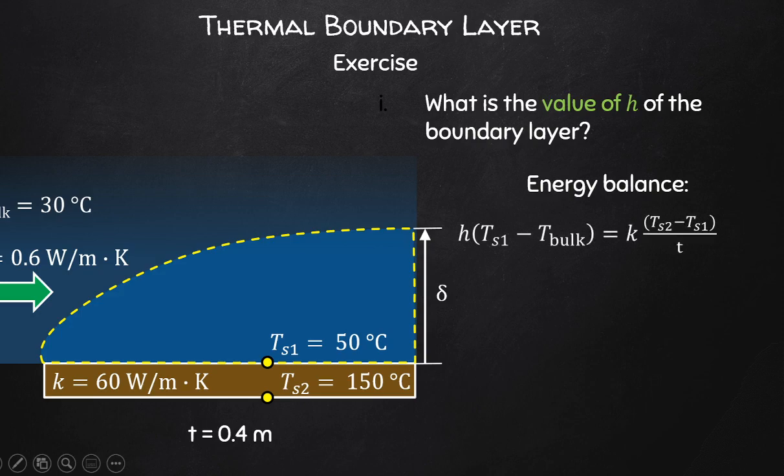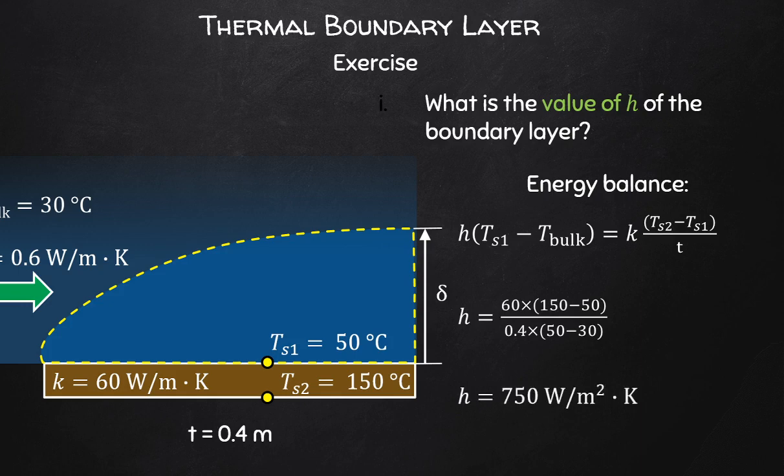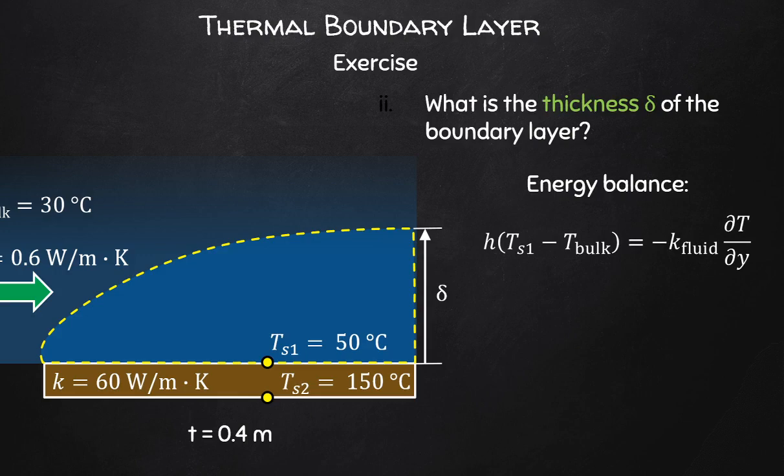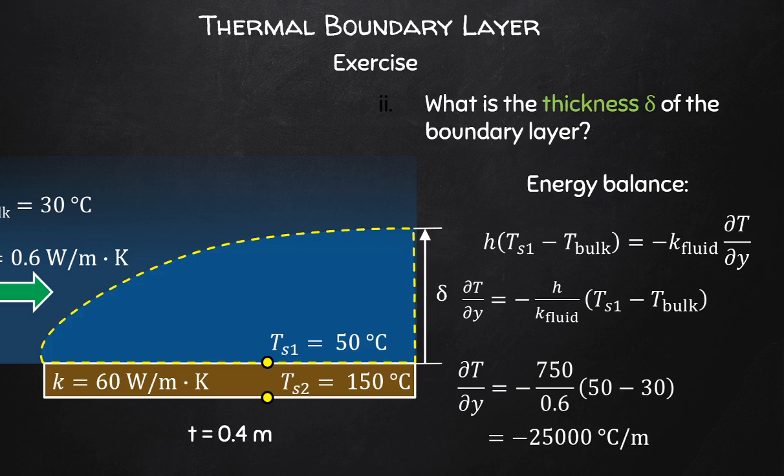To solve this, we first equate the two equations, since heat transfer in this case would be steady state, and next we substitute in the values, and we can easily calculate the convective heat transfer coefficient to be 750 watt per meter squared Kelvin. The thickness of the thermal boundary layer is computed in a similar way by performing an energy balance. We make dT/dy the subject of our equation, and by substituting in our values, we obtain a temperature gradient of minus 25,000 degrees Celsius per meter.